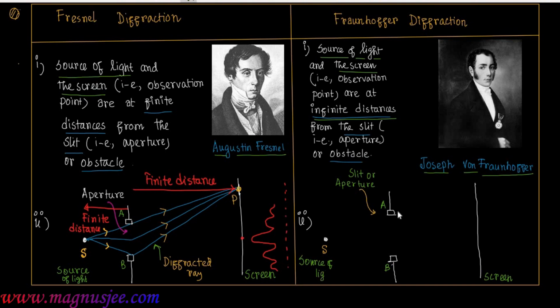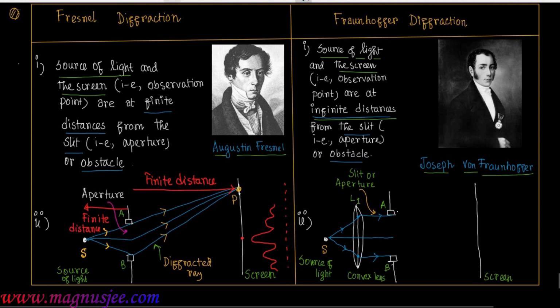In the diagram, S is the point source of light, and a convex lens L1 is placed in front of the source of light. That is, the convex lens L1 is placed between the point source S and the aperture AB, such that the source S is at the first principal focus of the lens L1, so parallel rays originate from the lens L1, and parallel rays appear to come from infinite distance with respect to the aperture AB. Another convex lens L2 is also placed in front of the aperture AB.